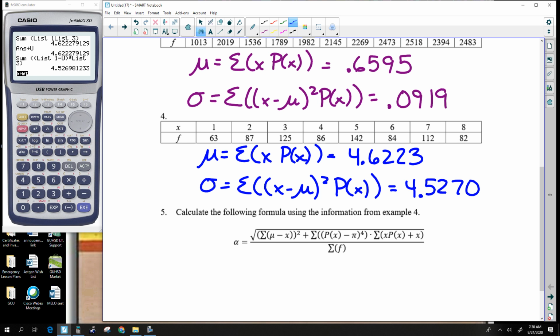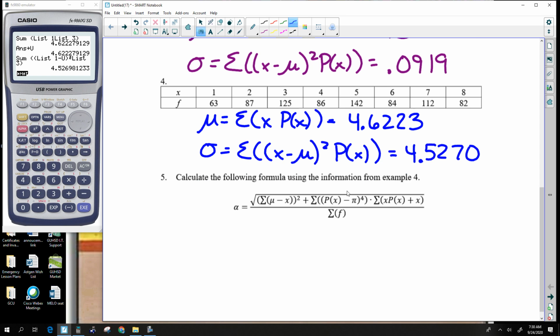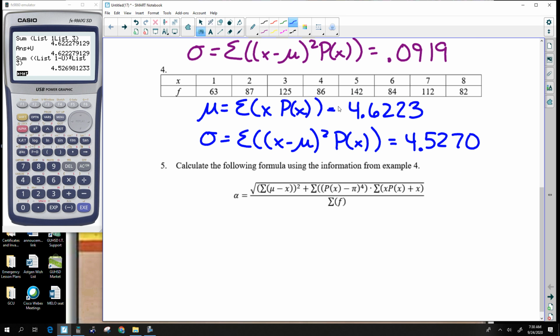Okay, now this last question, now that we kind of know how to store things in our calculator, what I'm going to do is break this up into 3 little mini problems. I'm going to store this first answer as A, the second answer as B, this third answer as C, and then I'll get this bottom answer as D, and then I'll put it all together.